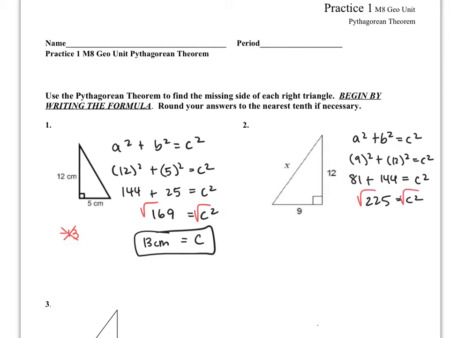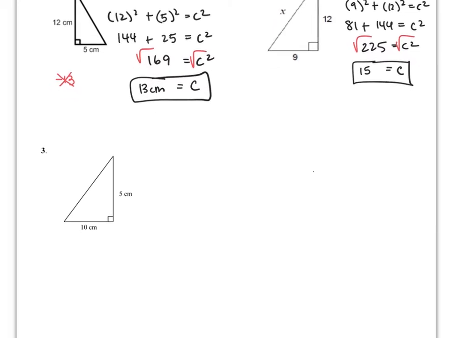And then to get c by itself, I'm going to do the inverse of squaring, which is square rooting, which means that my hypotenuse would be 15 units long. Again, it could also be negative, but we're going to ignore that one.